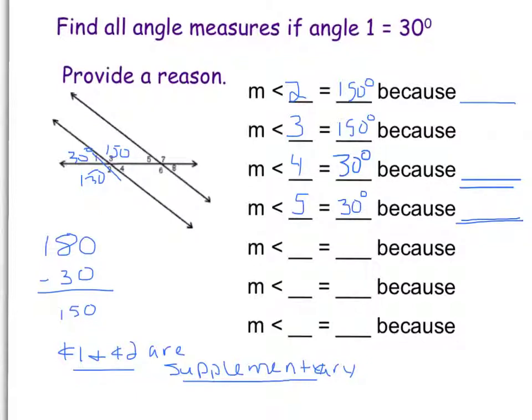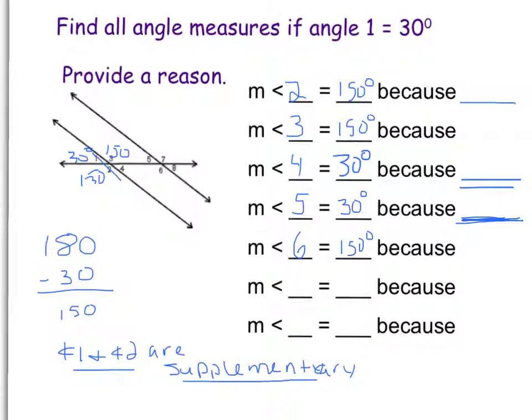And again, for your justification, you could say angle 1 and angle 5 are corresponding. I think I just said supplementary. Corresponding. Angle 1 and angle 5 are corresponding angles. So next I'm going to go to 6. 6 I know is going to be 150 degrees.